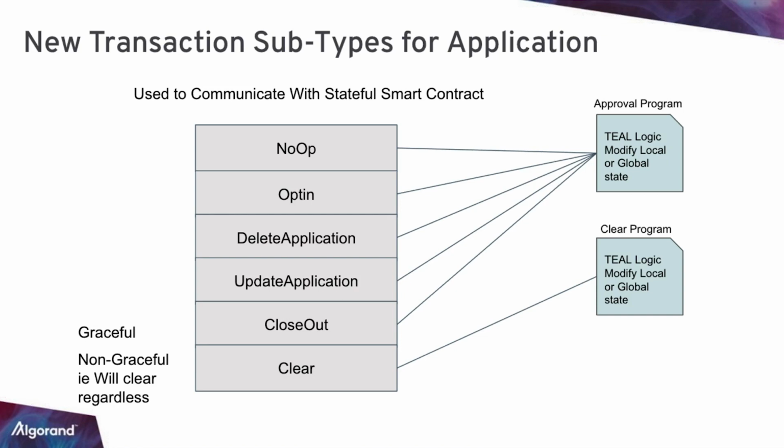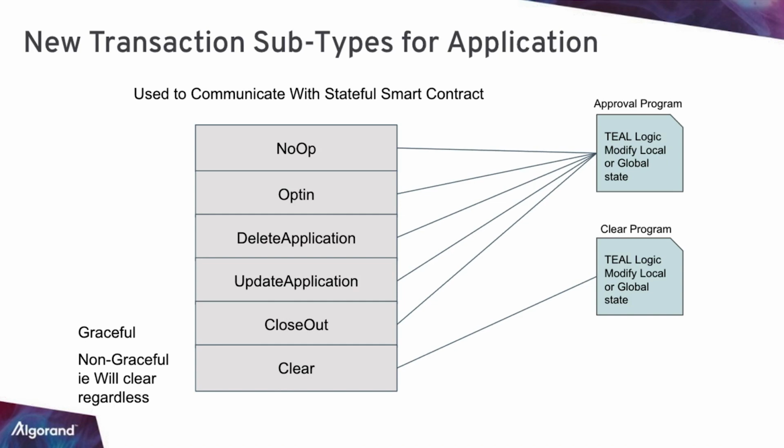And what that allows you to do is that's the standard application call that most people will make use of the most. So if you're writing a voting application, the time to vote is going to be a no-op application transaction. Opt-in is when people want to opt into the contract. It also calls the approval program. Then we also support deleting and updating application transactions.